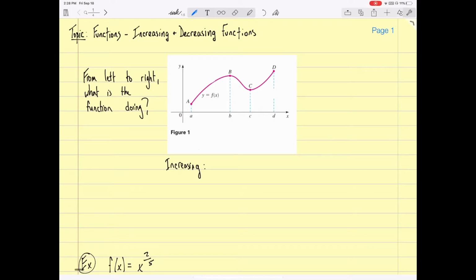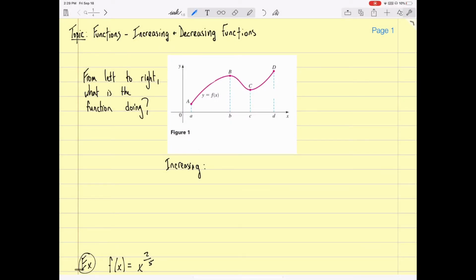So the topic we'll look at today is relating to functions and increasing and decreasing functions. And we're also going to talk about the average rate of change. So when we talk about increasing and decreasing, we're talking about functions from left to right. What is the function doing?